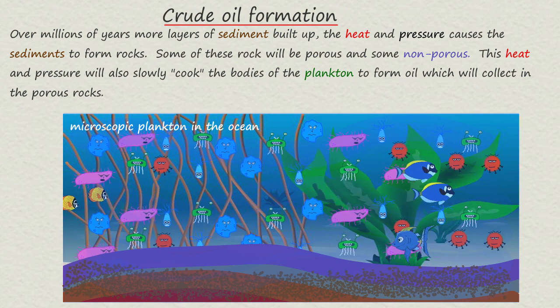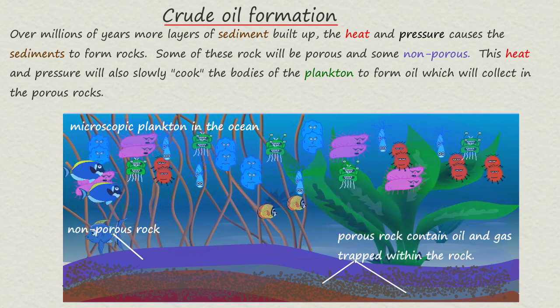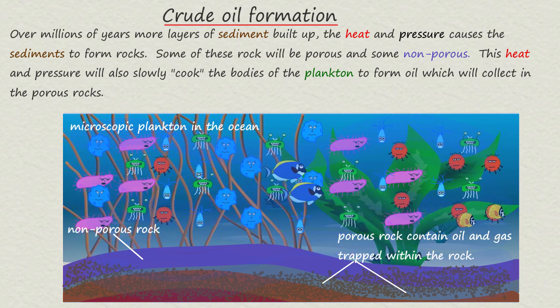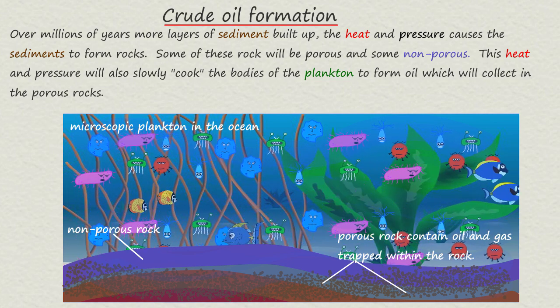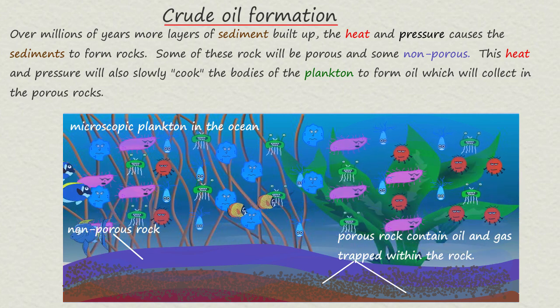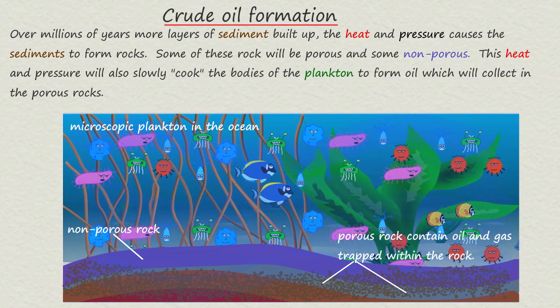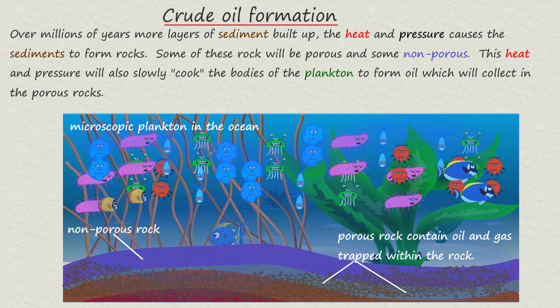Now, some of these rocks are porous, that is, sponge-like. These porous rocks will allow liquids and gases to soak into them and to pass through them. These porous rocks will allow the crude oil and natural gas to collect in them. Other layers of rocks which form are non-porous, and oil and gas will become trapped under these layers of non-porous rock, where it will be necessary to drill through these layers to get to the oil and gas.